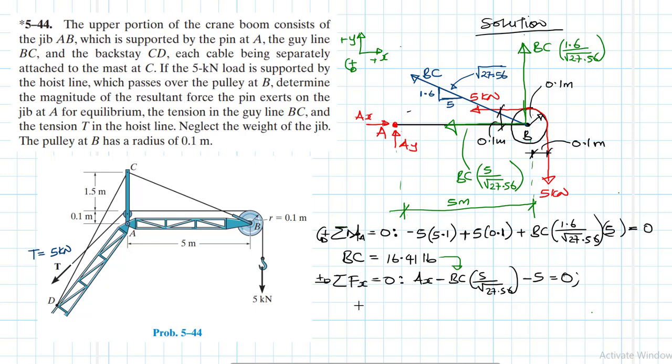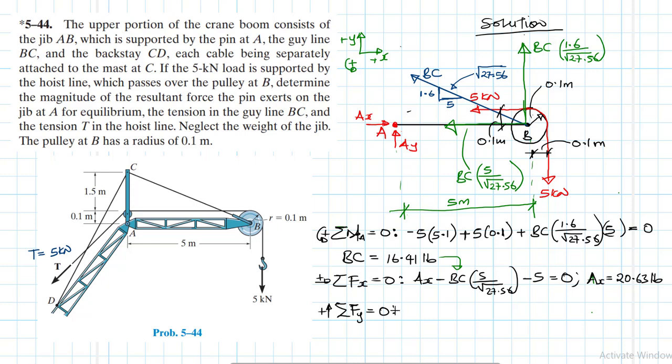In fact, they are both minuses, right? So they are summing up. 16.41 times 5 divided by root of 27.56 plus 5. So this gives us Ax equal to 20.663 kilonewtons. And then we have summation of forces in the y direction.